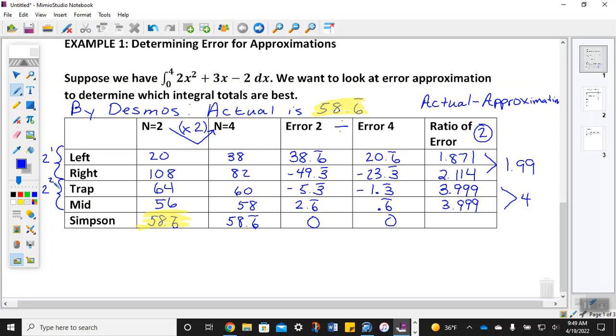What did I just tell you the error was? 81. Okay, here's the deal. I'm going to go from 3 intervals to 9 intervals. So what factor am I jumping up by? 3 to 9. Jumping up by 3.